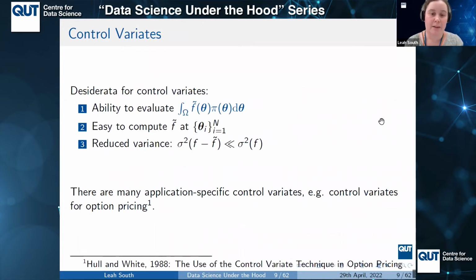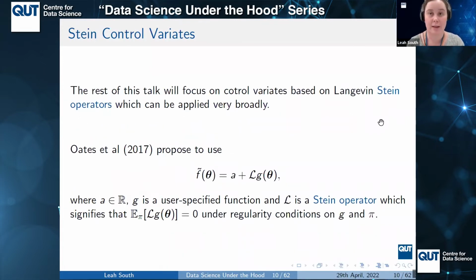But as I said, that was up until a few years ago. Now there's an approach to get control variates that's much more broadly applicable. And it's based on something called Langevin-Stein operators. So I'm not going to go into heaps of detail about it, but I'll give enough that hopefully you know what the definition is.